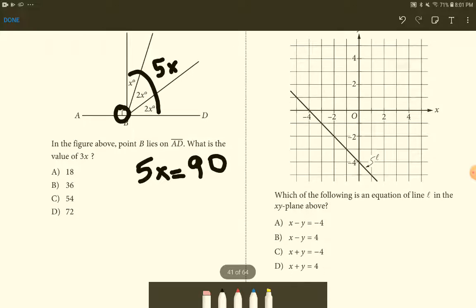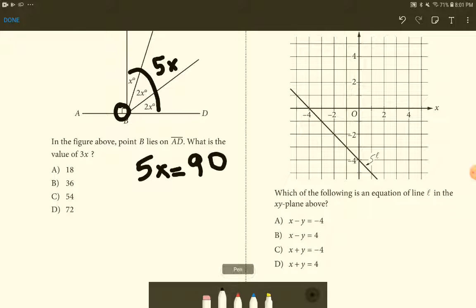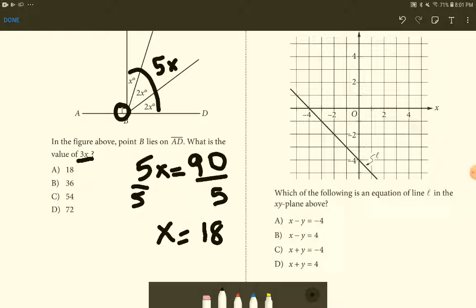To solve, we would do 5x equals 90, and we would divide both sides by 5. And we would get 18. And when we get 18, we would find the value of x, so we need to find 3x, so we'd do 18 times 3, and that's 54. And that would be our answer.